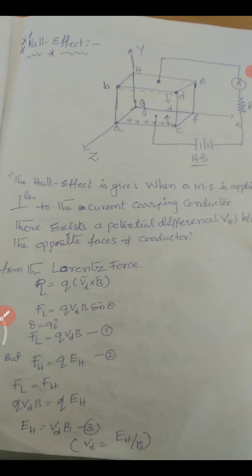The Hall effect is this: when a magnetic field is applied perpendicular to a current-carrying conductor, a potential difference exists between the opposite faces of the conductor, that is, between the magnetic field and electric field.